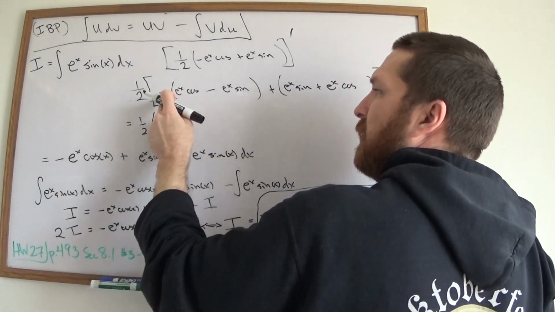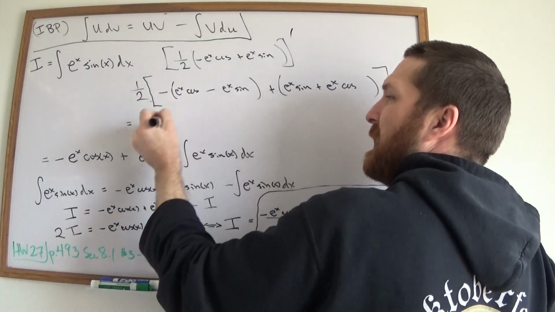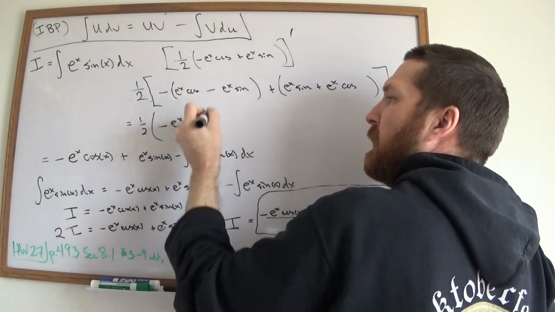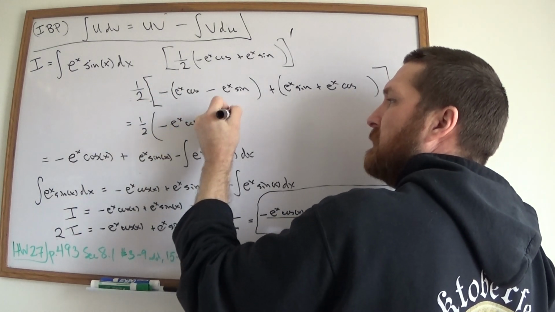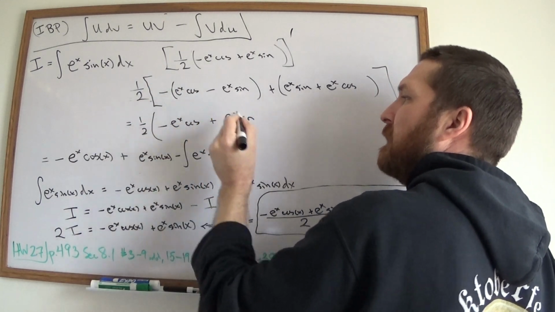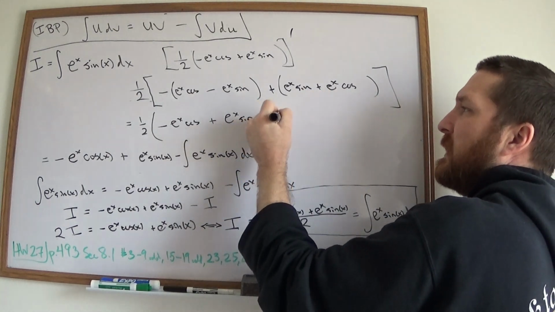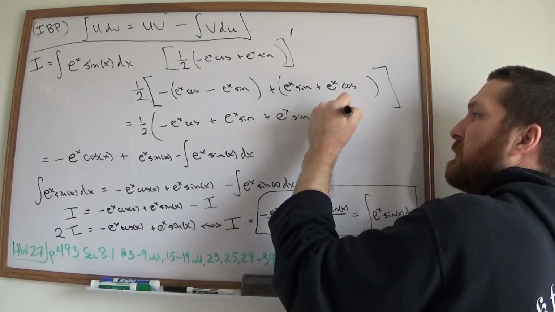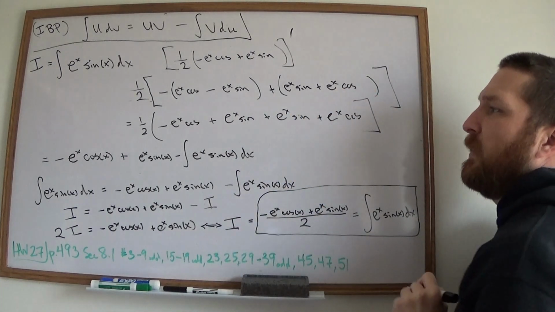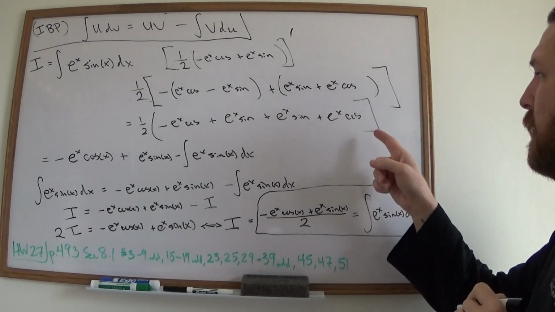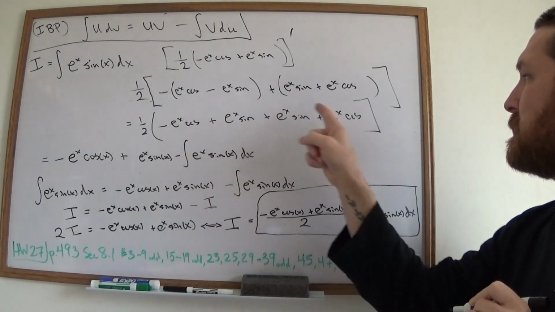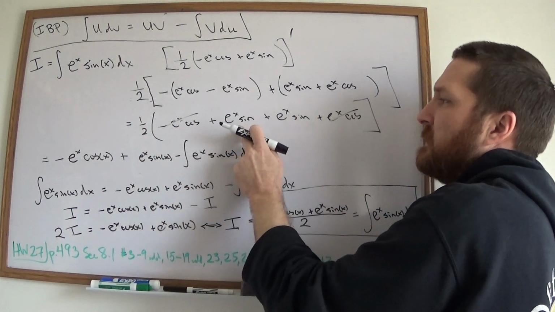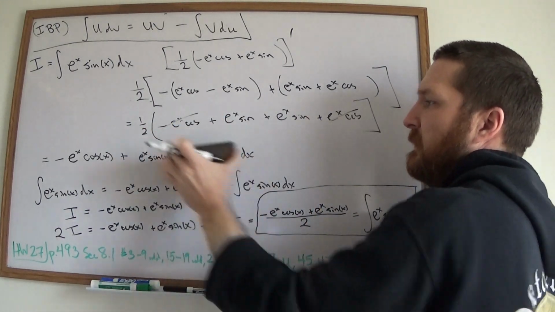Now let's get all these through. So that's minus e to the x cosine, minus is plus e to the x sine. This is all just plus, so that's plus e to the x sine plus e to the x cosine, all in my bracket. Now minus and plus are gone. e to the x sine, e to the x sine.